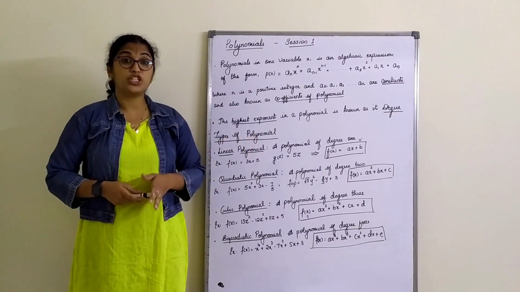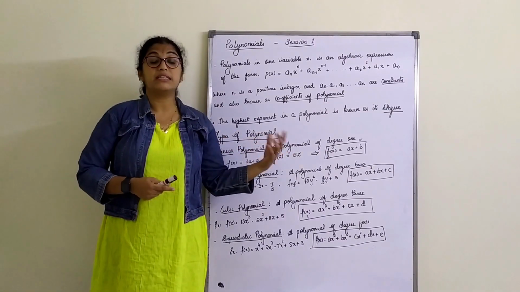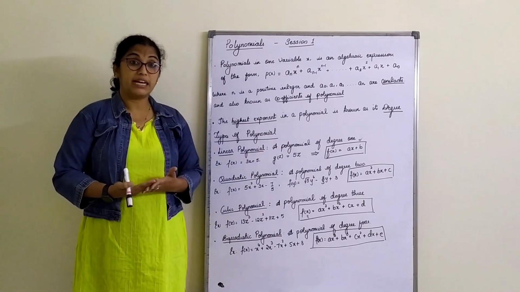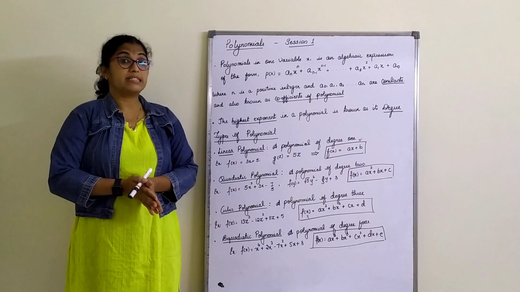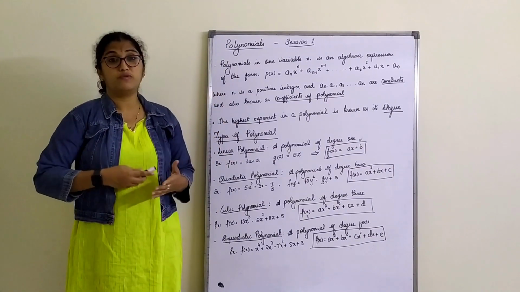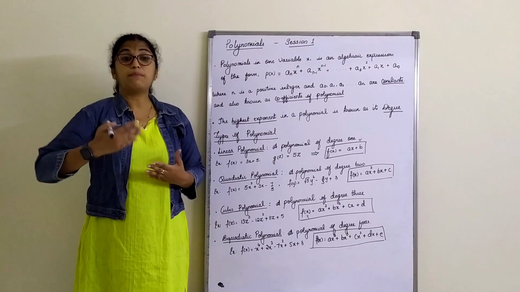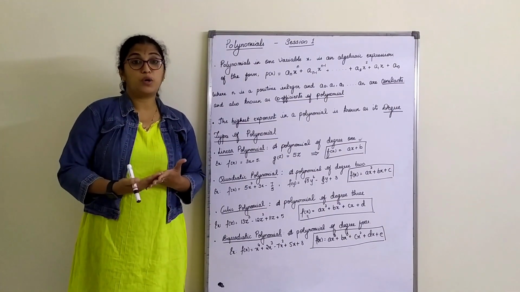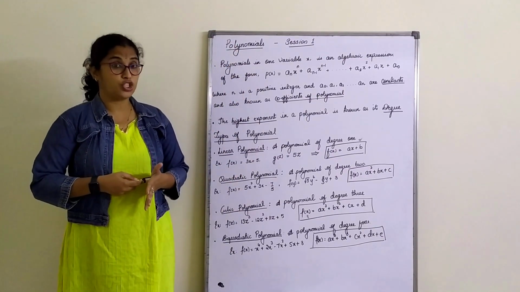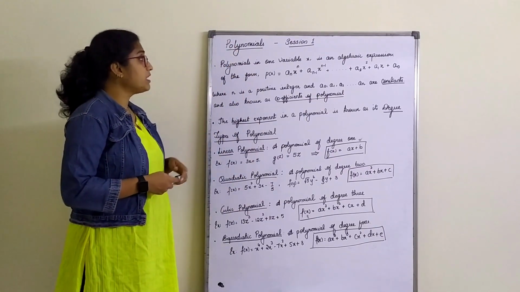So here we start with the chapter polynomials. This is a continuation of the chapter you have studied in 9th standard. In 9th standard, you studied polynomials in one variable: the introduction, what a polynomial is, types of polynomials, and zeros of a polynomial. Let's just quickly brush up the introduction of the polynomial.